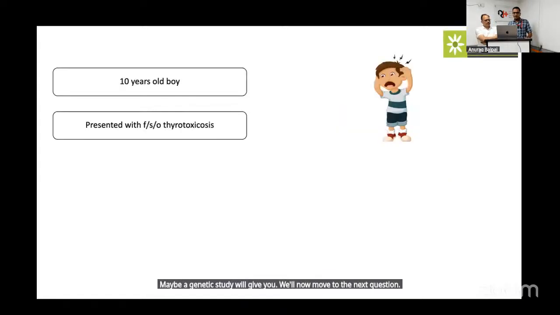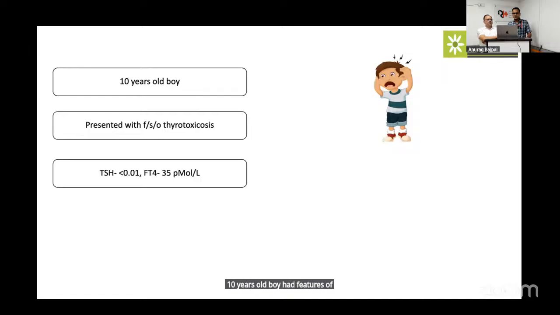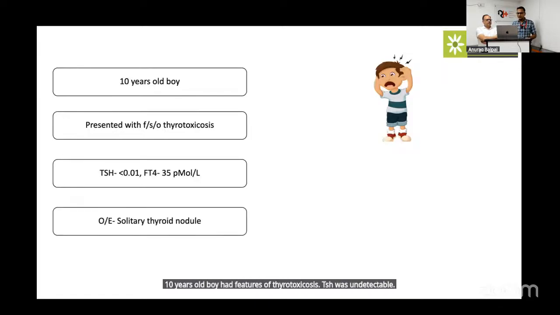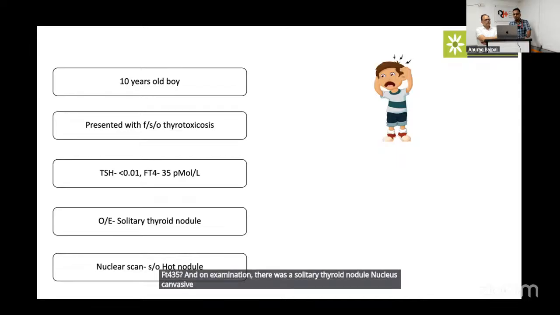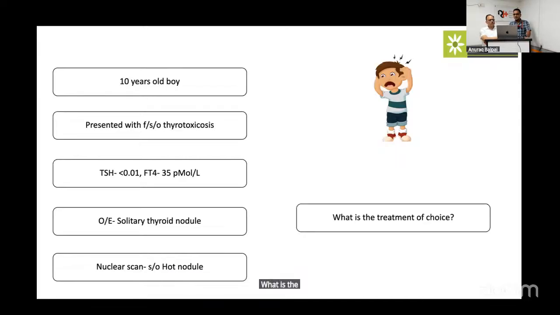A 10 years old boy had features of thyrotoxicosis. TSH was undetectable, FT4 35, and on examination there was a solitary thyroid nodule. Nuclear scan was suggestive of a hot nodule. What is the next further treatment?